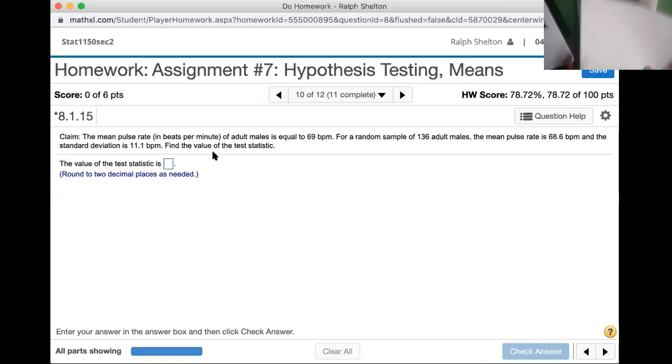Mean pulse rate for adult males, so 69 is our null hypothesis mean. H0 is that mu equals 69. And H0 is always mu equals something, always, all right? So that's half the problem right there. And mu is going to equal something for the null hypothesis, H0, all right?